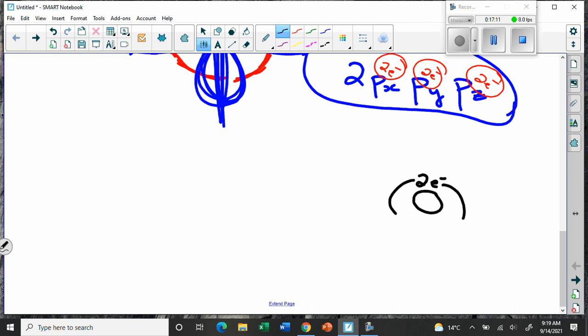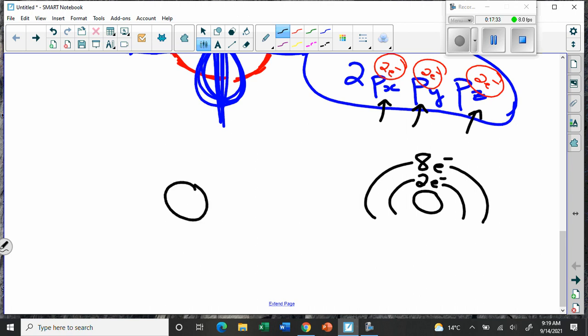If we fill that up and put 2 in the 2s and 2 in the 2px and 2 in the 2py and 2 in the 2pz, we get a total of 8, and it's full. There's no more. So then we go to the third level. Well, when we go to the third level, we get even more complicated when we do the equations. The numbers tell us that there's a nucleus.